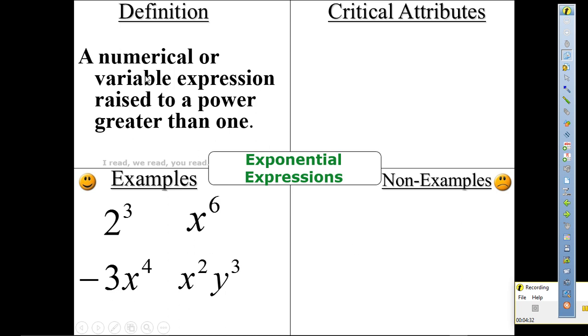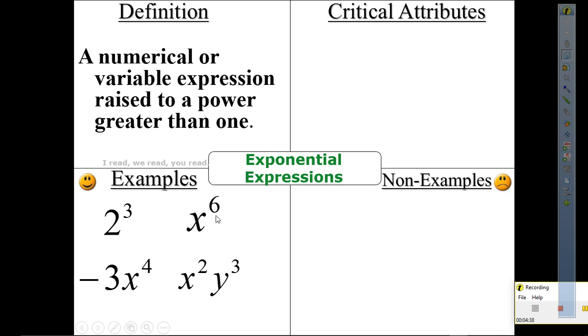All right, let's look at the definition. It says, a numerical or variable expression. Okay, let's look at this first one. Look up. What kind of expression is this? Numerical, because it only has numbers. Is it raised to a power greater than 1? Yes. What kind of expression is this? Variable, raised to a power greater than 1? Yes. This is a tricky one right here.